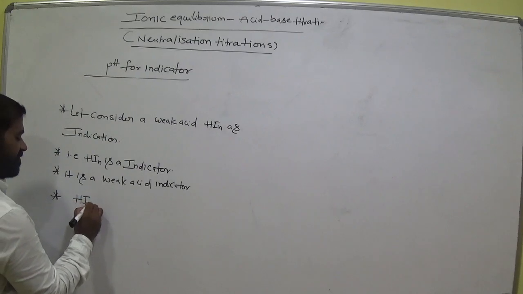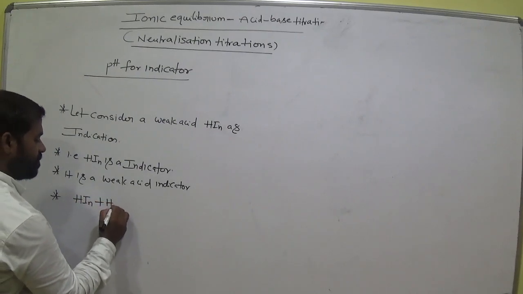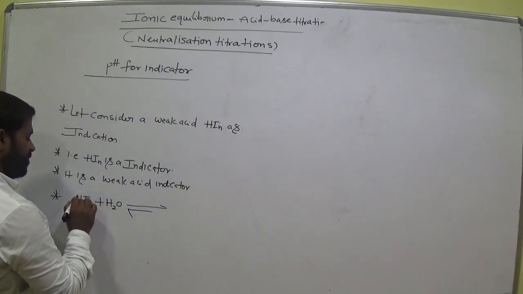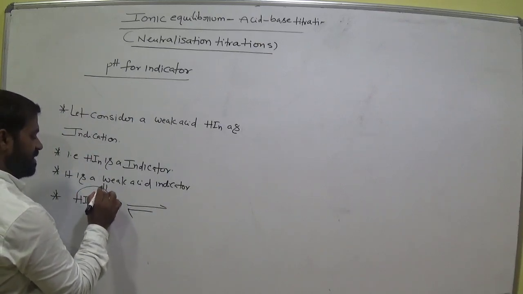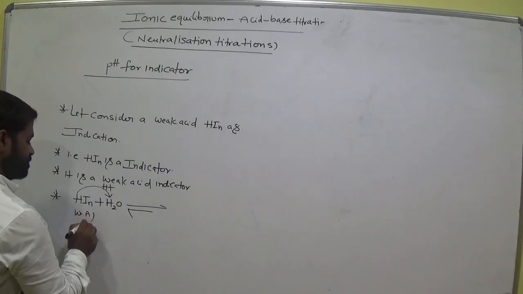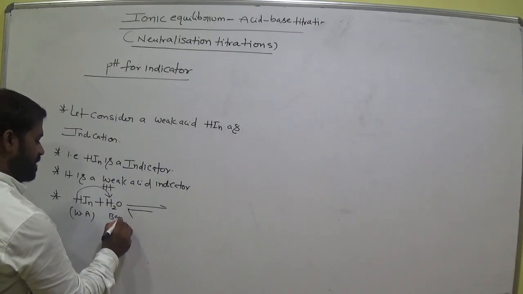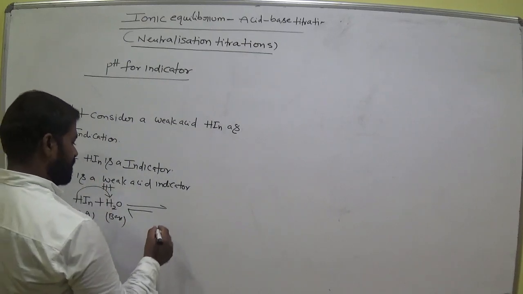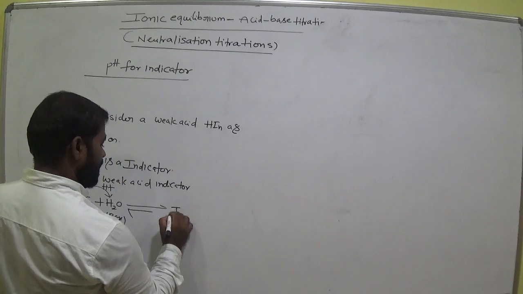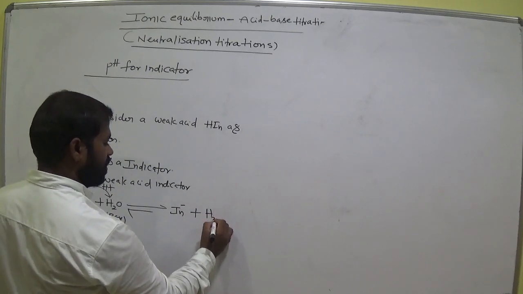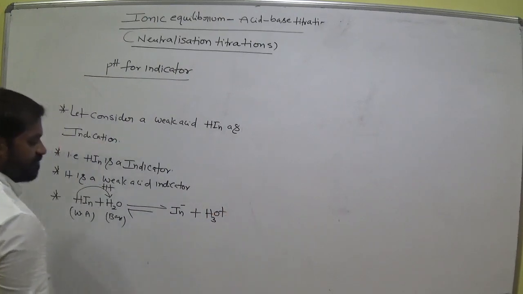This indicator, when dissolved in water, offers one proton to H plus. Here it is the weak acid. This is the base. Am I right? Base. Why? Because it accepts H plus. Okay. Now In minus, am I right? And H3O plus. Okay. Clear?